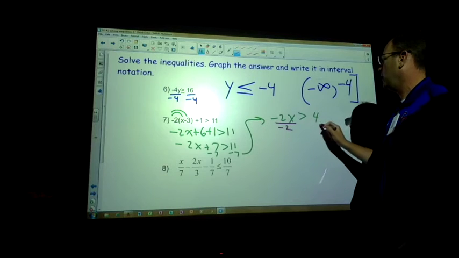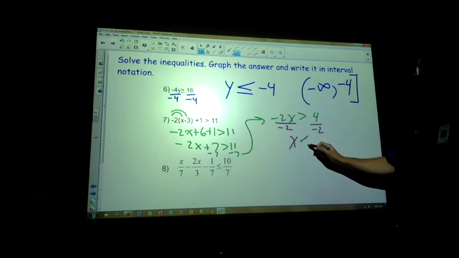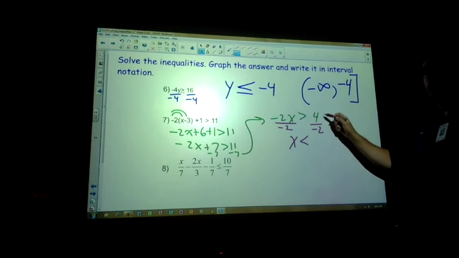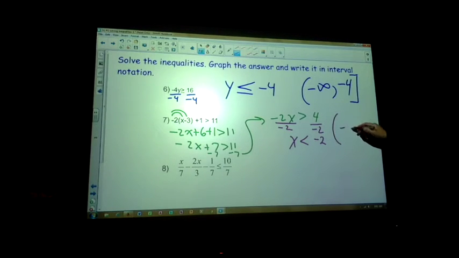Being I'm dividing by negative 2, the sign has to flip. And that's a what? Negative 2. Okay? So I want values smaller than negative 2. So where am I coming from? Negative infinity. Where am I getting to? Negative 2. Am I including it? No. So it's a parenthesis.